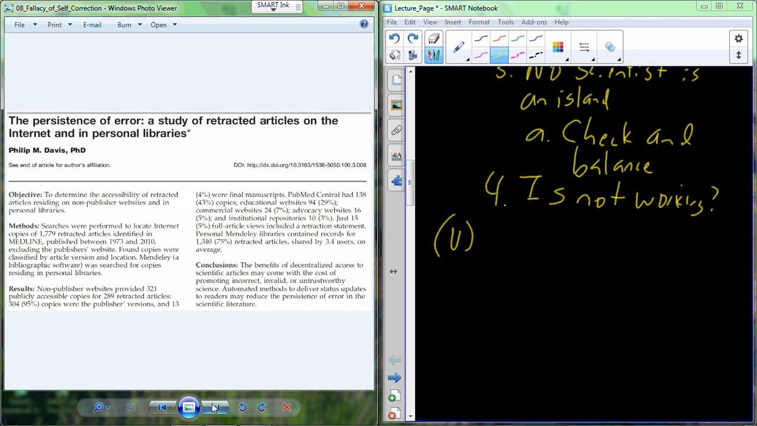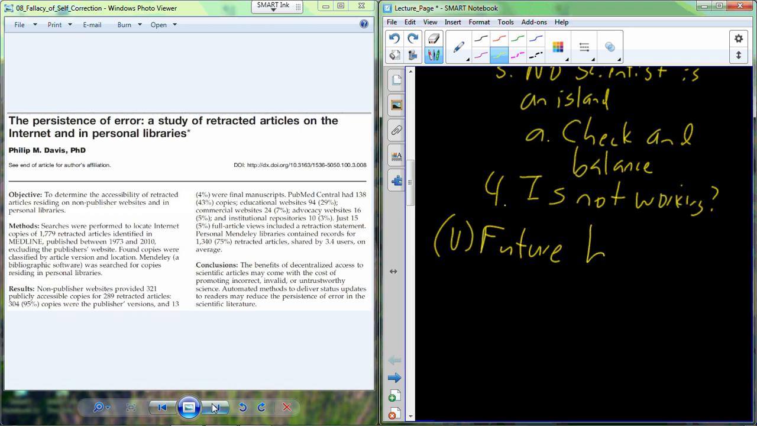So it's not working. And we're seeing a considerable amount of retraction. But we got to change that, and you can change that in your own lives as you go through your undergraduate career here, and eventually a lot of you are going to go on to graduate or professional work. Be honest in what you're doing.